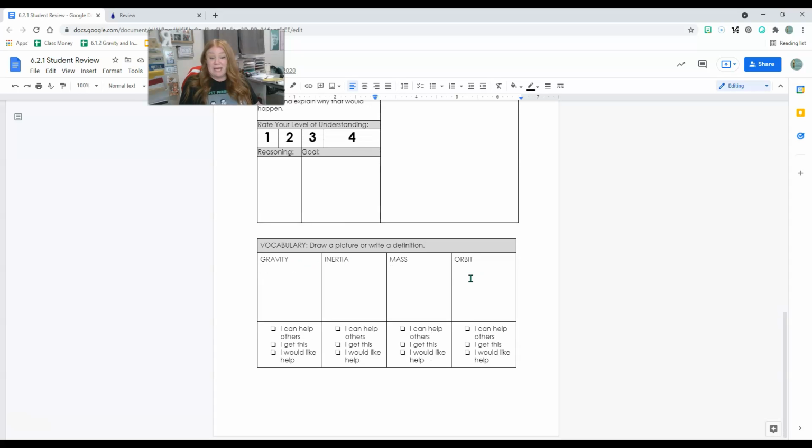So while we're here, we're going to go ahead and do these vocabulary words as well. So what you need to do is you're going to either draw a picture or write a definition of gravity, inertia, mass, and an orbit. And then check either you could help others understand this word, you get this, you're not quite sure you could teach it to somebody, or you would like more help with this word. So check one of those boxes for each of those words.